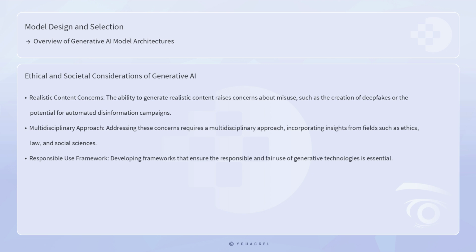The impact of generative AI extends beyond technical achievements, with significant ethical and societal considerations. The ability to generate realistic content raises concerns about misuse, such as the creation of deepfakes or the potential for automated disinformation campaigns. Addressing these concerns requires a multidisciplinary approach, incorporating insights from fields such as ethics, law, and social sciences to develop frameworks that ensure the responsible and fair use of generative technologies.